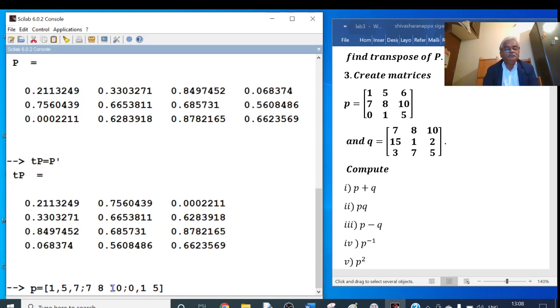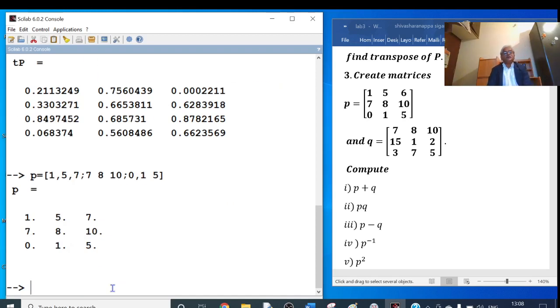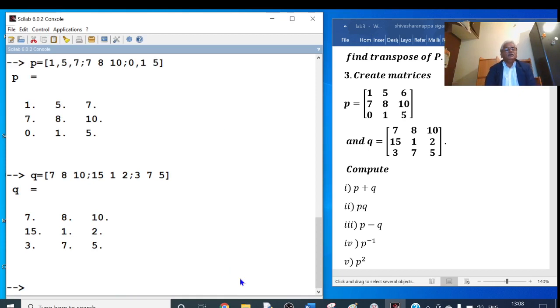See, this is a mixture of commas and spaces. Press the enter button. In this case also I am getting the answer. So that means we can use commas, or spaces, or a mixture of commas and spaces. This is our P. And Q equal to open square bracket 7, 8, 10 semicolon, 15 space 1 space 2 semicolon, 3 space 7 space 5, close the square bracket, enter. I am getting this Q.